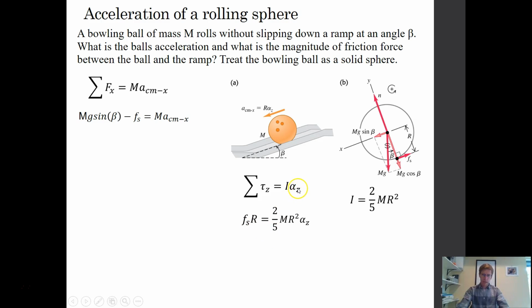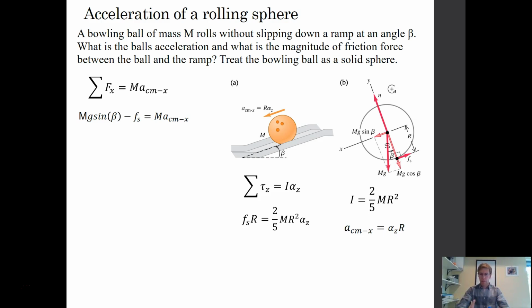The subscript z here, in case you're wondering why that's there, I'm just saying that it's about an axis, right? Because again, we define them in terms of direction about the axis which they're rotating. That axis is coming out of the page in the z direction. So alpha would be about that z direction. The torque is about that z direction.